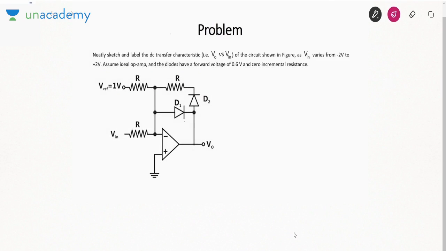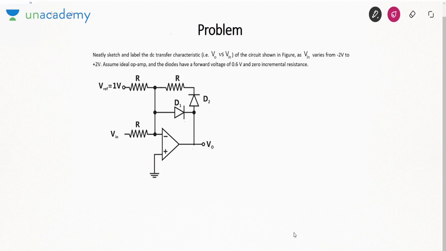Next question. Neatly sketch and label the DC transfer characteristic V0 versus Vin of the circuit shown in the figure. Vin varies from minus 2 volt to plus 2 volt. The OPAMP is ideal and the diodes have forward voltage of 0.6 and 0 incremental resistance. What does 0 incremental resistance mean? It means the diode resistance is 0. So when the diode is on, you will just replace the diode by a voltage source, that is, a battery. You will not show any resistance in a diode. Is it fine? So let us see.